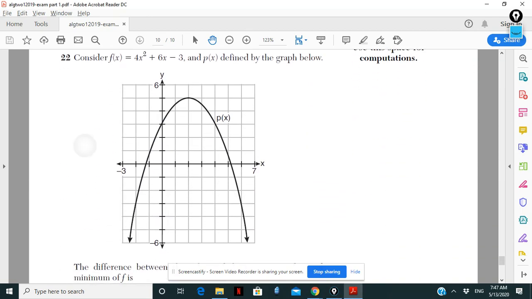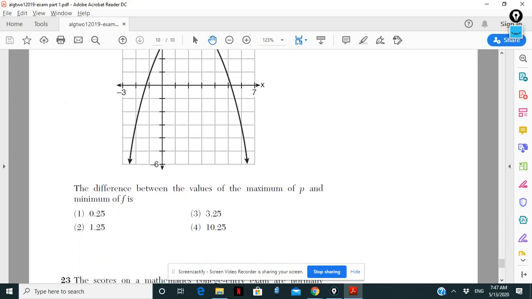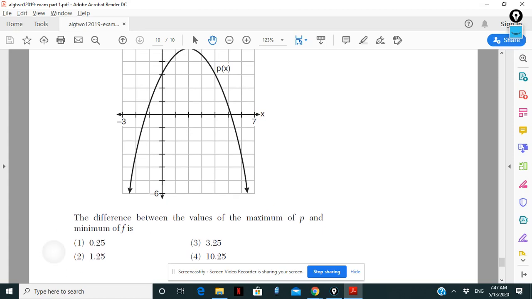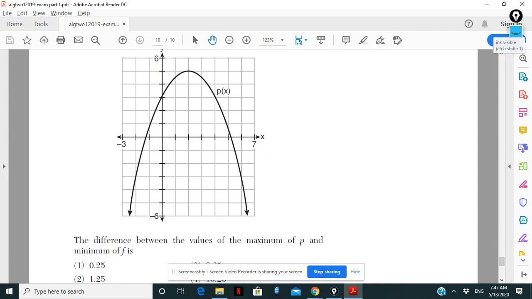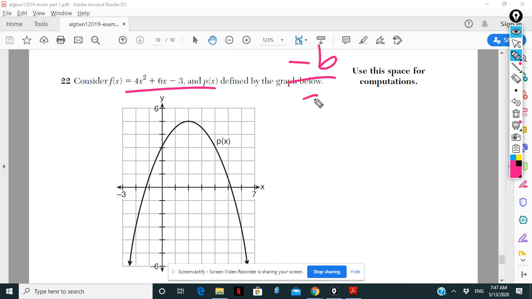Question number 22. Consider the function f(x) equal to 4x squared plus 6x minus 3, defined in the graph below. What is the difference value of the maximum of p and the minimum of f(x)? So he's giving me p(x), and I have to know the p(x). In another way, he's asking me to find the vertex. So for the vertex I can use negative b over 2a, which is negative 6 divided by 8, negative 2/3.